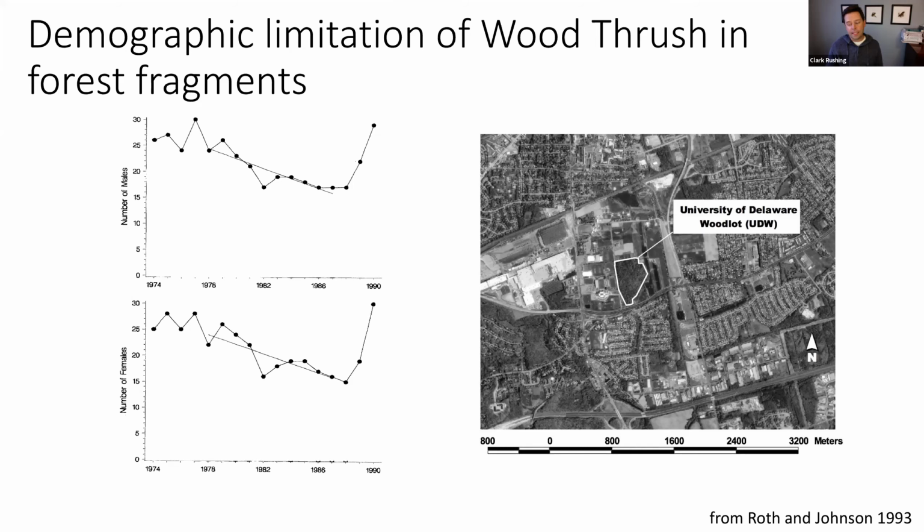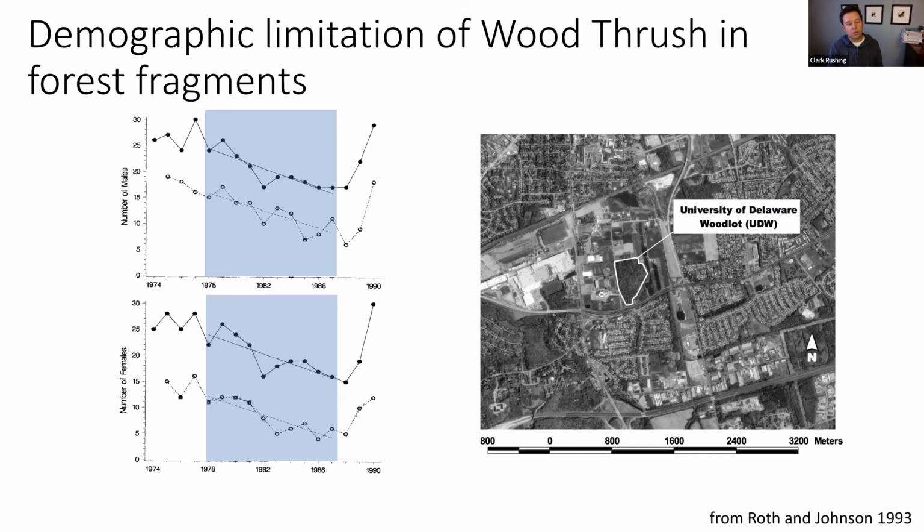And this 1993 paper that they published really focused on this kind of middle period of the study, where there's this sustained decline of wood thrush on the plot. The rate of this decline was largely in line with regional rates of decline. And so this paper was trying to understand which demographic processes seem to be driving this observed decline.